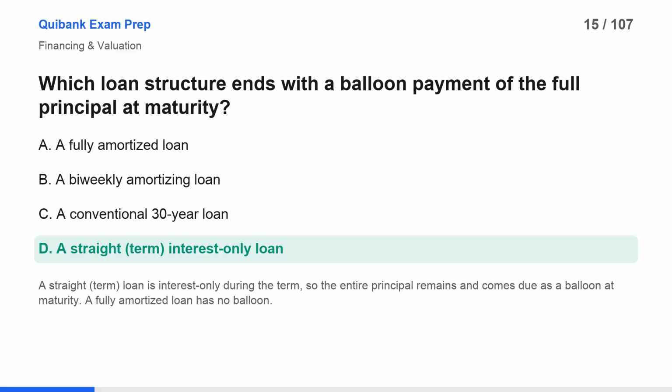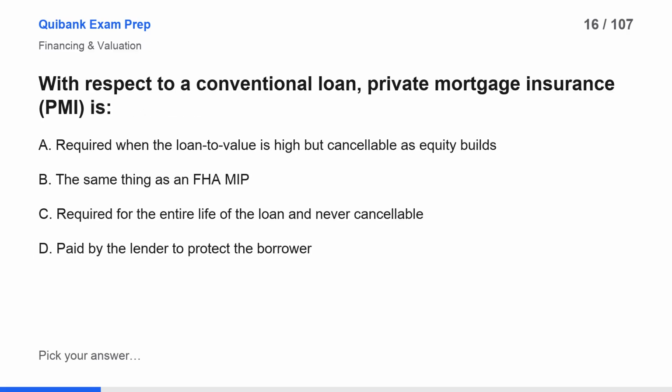The answer is D. A straight-term interest-only loan. A straight-term loan is interest-only during the term, so the entire principal remains and comes due as a balloon at maturity.